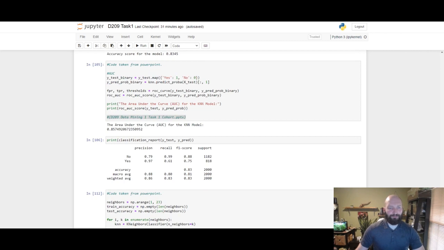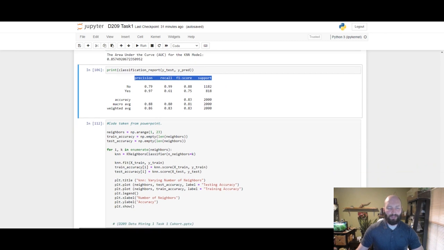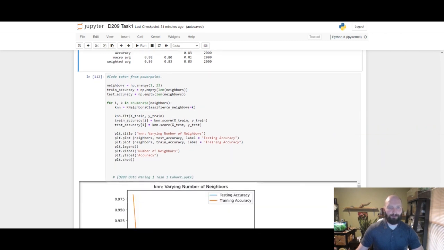Our AUC, so the area under the curve, is 0.85, which we will come back to. And then our classification report, which gives us kind of the sensitivity, specificity, and a combination of the yes and no's.